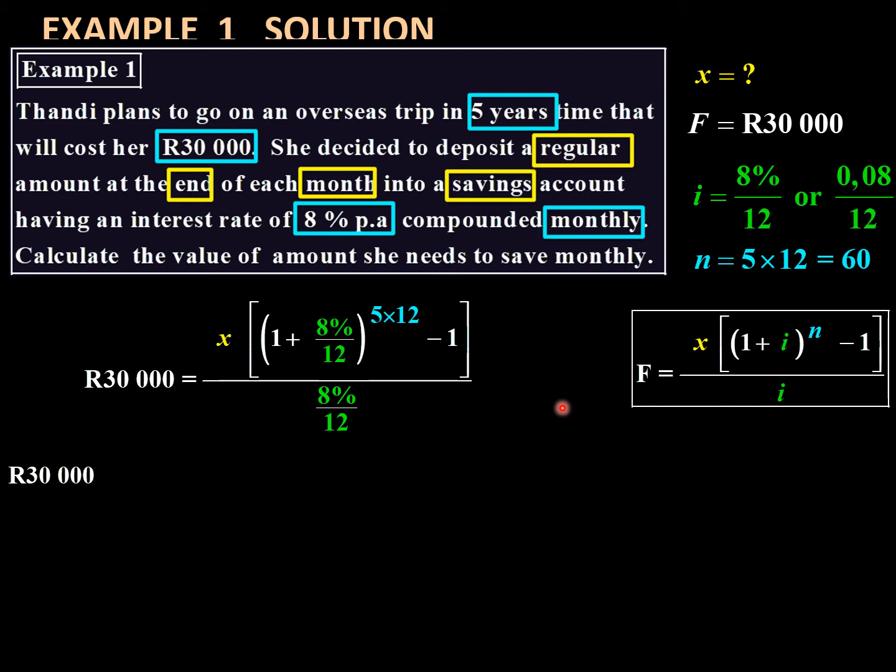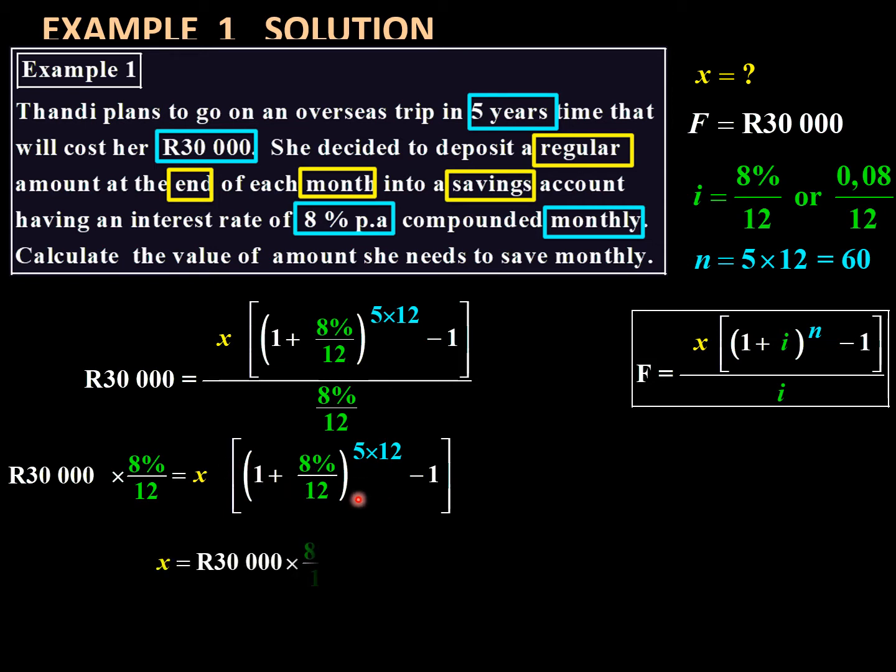So that will be 30,000, and this 8% over 12, if I transpose it to the other side, instead of dividing by it, we need to multiply by 8%, and that leaves us with the numerator of that fraction there. Now, because I want X, this is X times, and what do we do instead of multiplying? We divide. So the X will be that 30,000 times 8% over 12, and now we divide by this factor here. Then you just copy that down. Now you're ready to calculate.